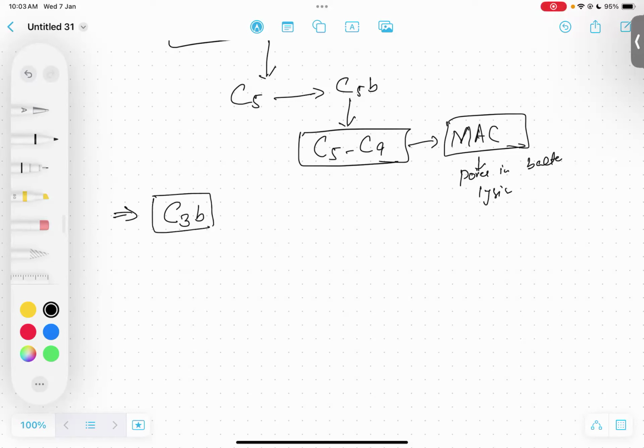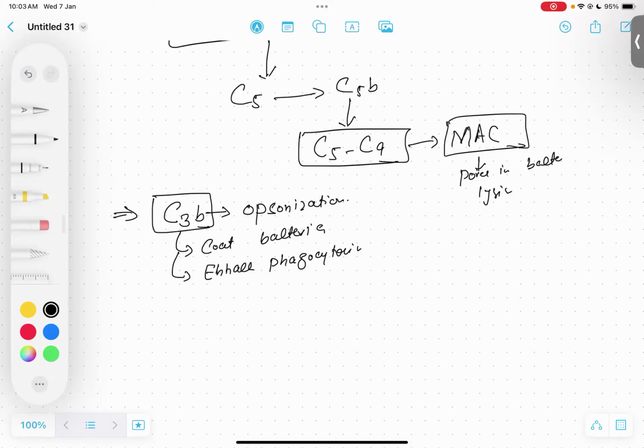So in this, the only important one is C3b, because this C3b actually plays a role in opsonization, and opsonization means that this C3b will coat bacteria and lead to enhanced phagocytosis by macrophages. So we have two main opsonins.